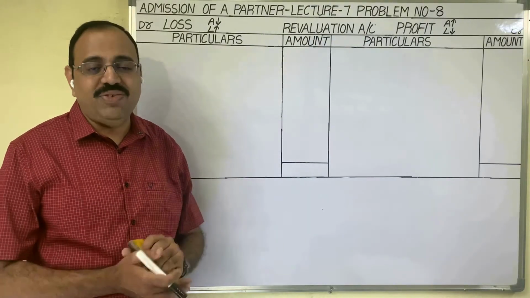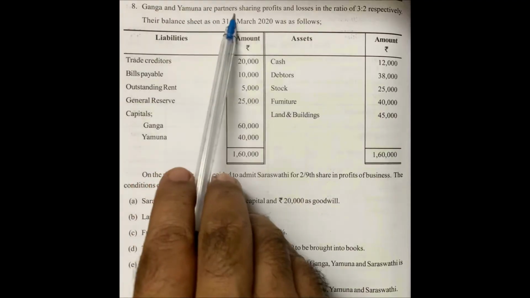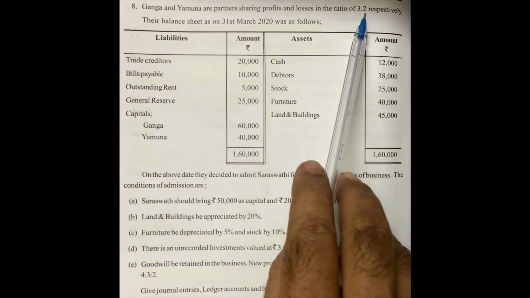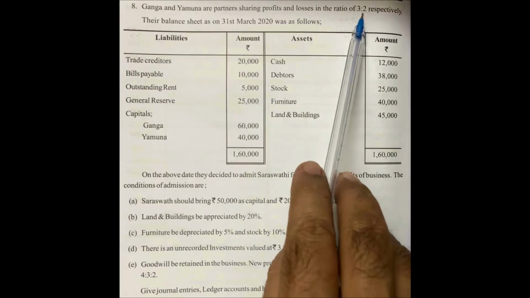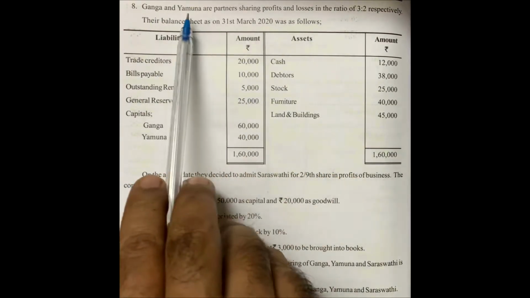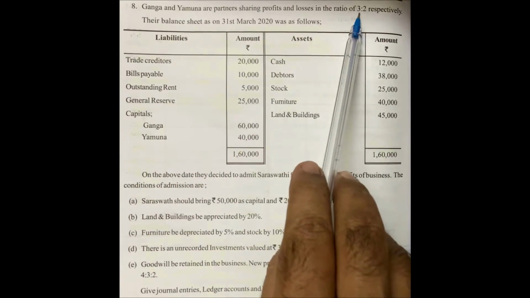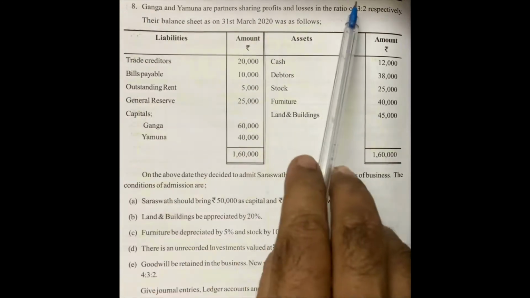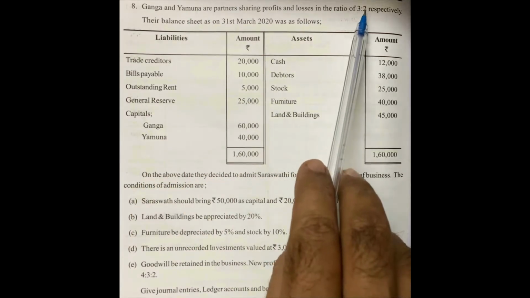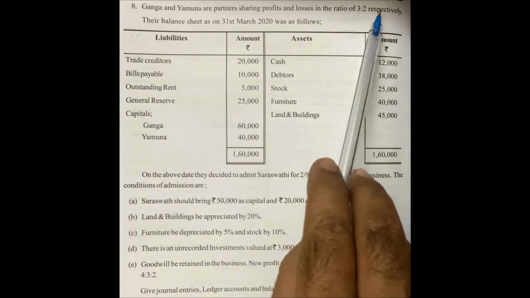Let us see the question first. Ganga and Yamuna are partners sharing profits and losses in the ratio of 3:2. 3:2 is the old ratio. 3 belongs to Ganga, 2 belongs to Yamuna. So 3/5 is Ganga's share, 2/5 is Yamuna's share. How did 5 come? 3 plus 2 is equal to 5.